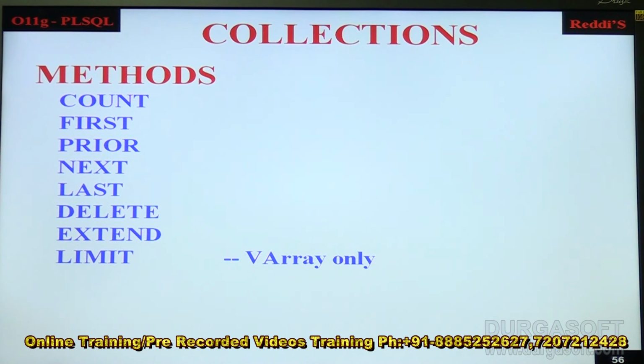When we say extend 3, 10, the value in the third position will be copied and the collection will be extended by 10 elements. All the 10 elements will be filled with the value present in the third position. So extension can be done in 3 ways. Next, limit. This will give the maximum size limit specified while defining the V array, and this is only for V array.